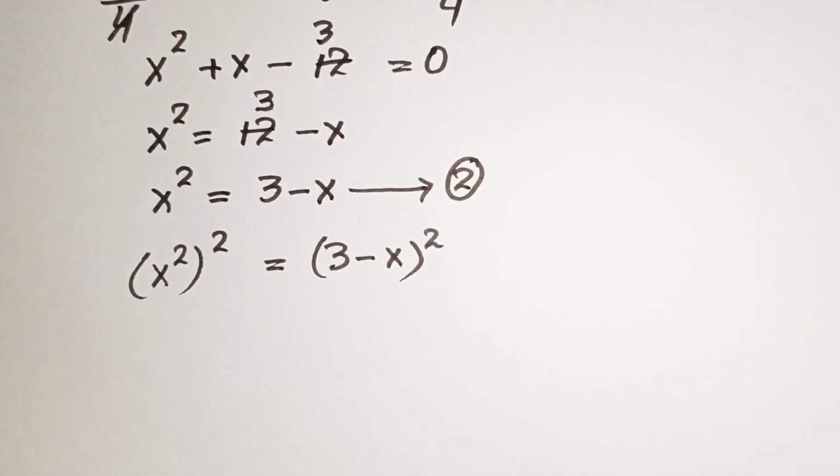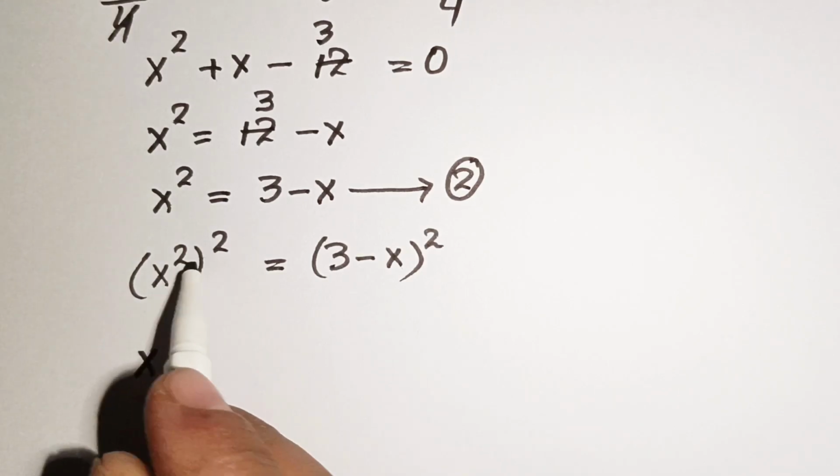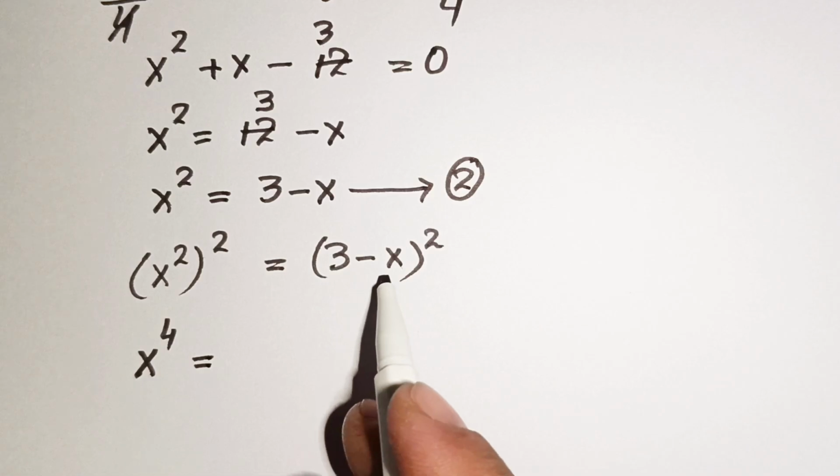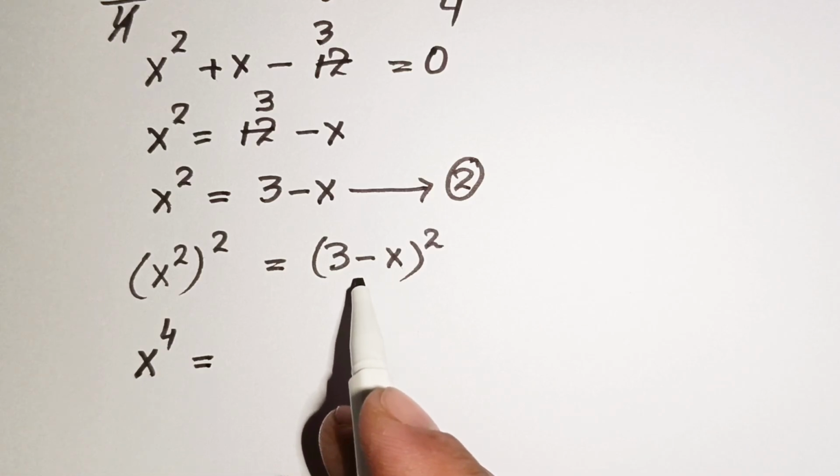Now x squared squared will be x to the power 4, which is equal to, here we are going to use a minus b whole squared.